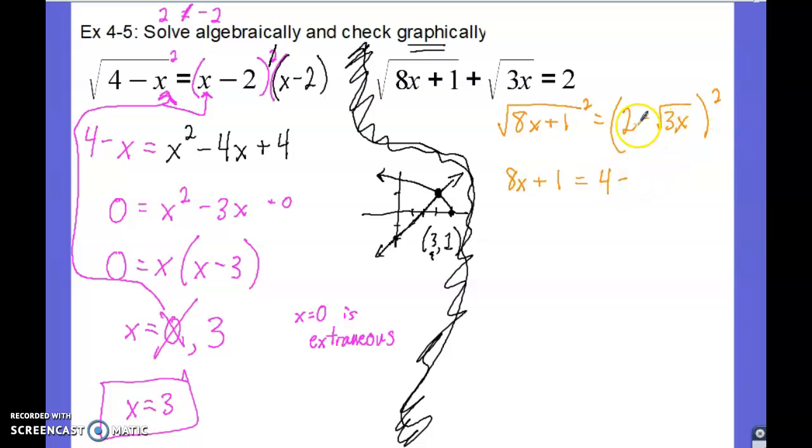What do we get? Minus 2 root 3x, minus 2 root 3x, so it would be 4 root 3x. And then a negative root 3x times a negative root 3x is a positive, well, the radical would cancel out. So then from here, what do we get?